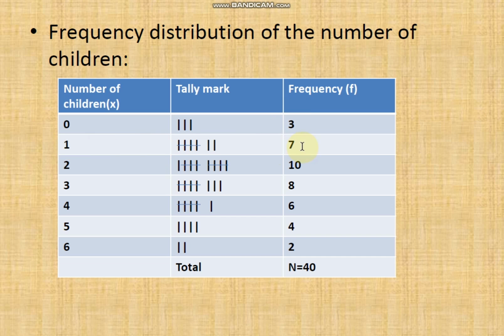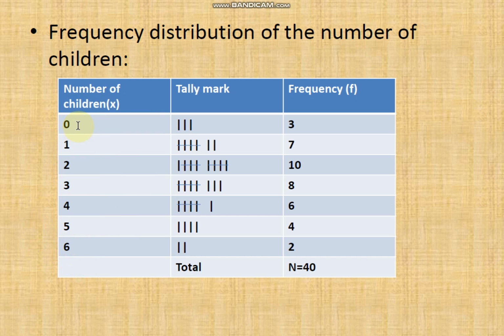In front of 1 there is 7. That means 7 families have only one child. In front of 2 there is 10. That means 10 families have exactly 2 children. Now, after writing these 3 columns, you have to write the possible variable values here.